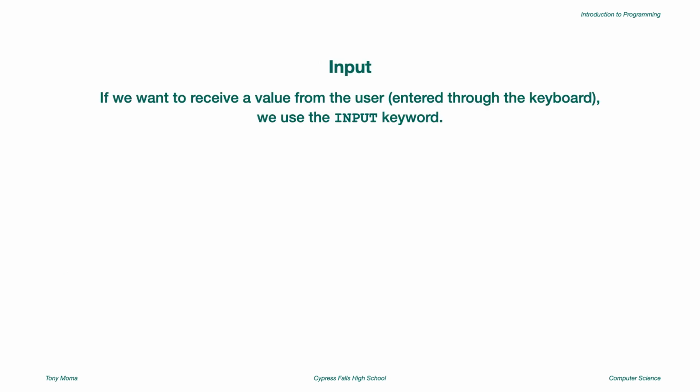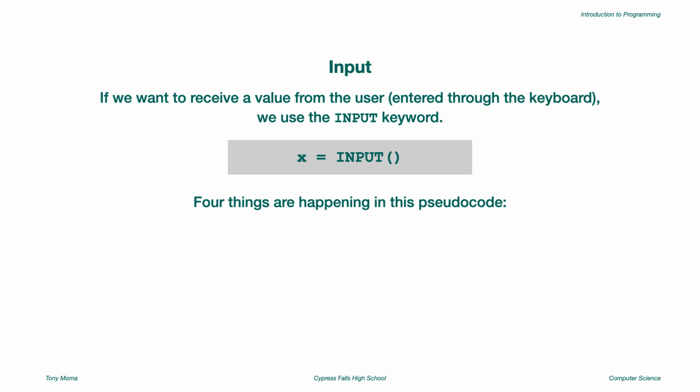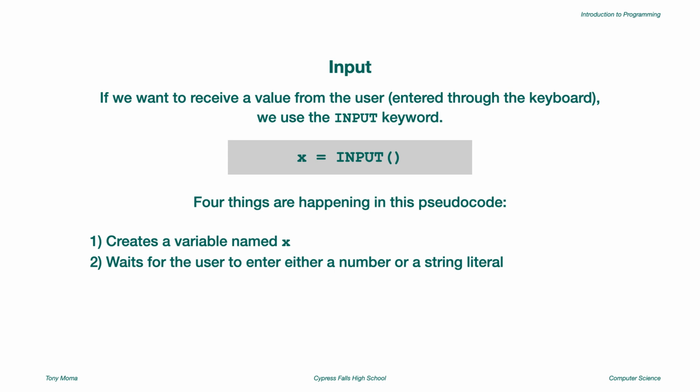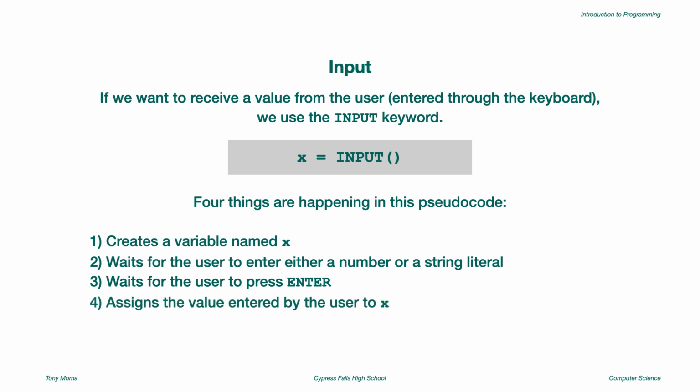Inputs. If we want to receive a value from the user entered through the keyboard, we use the input keyword. For example, consider this line of pseudocode. Four things are happening here. First, we created a variable named x. Then, we wait for the user to enter either a number or a string literal. We then wait for the user to press enter. Once the user presses enter, the program then assigns the value entered by the user to x, the variable.